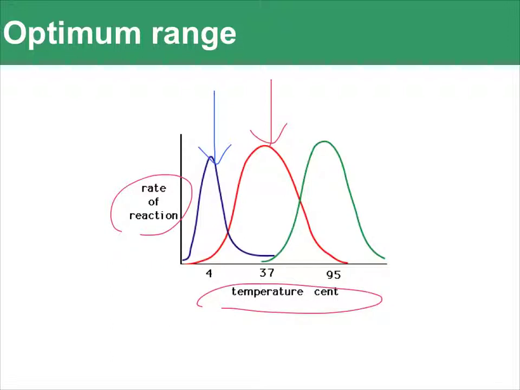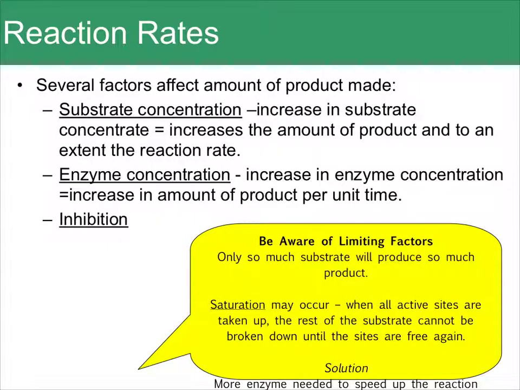Prior to the optimum temperature, on the left-hand side of each line, the reactions are occurring at a slower rate, but they are still occurring. When we look at reaction rates, there are several factors that can affect the amount of product made. First of all, you've got substrate concentration. How much substrate do we actually have to react? An increase in the substrate concentration will increase the amount of product and, to an extent, the reaction rate.